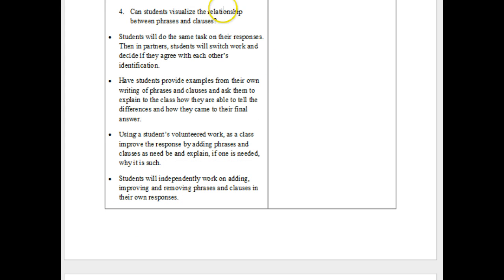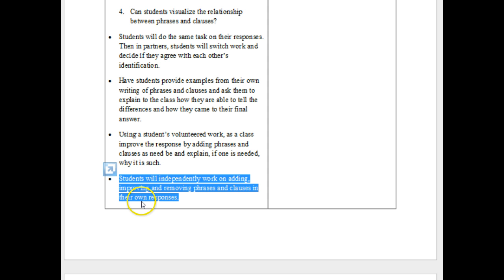Okay, so then you have them working together in pairs. Very nicely done, providing examples on their own, calling on volunteers, and then working independently with their own responses. I did have one question about this bullet down here. Students will independently work on adding, improving, and removing phrases and clauses in their own responses.